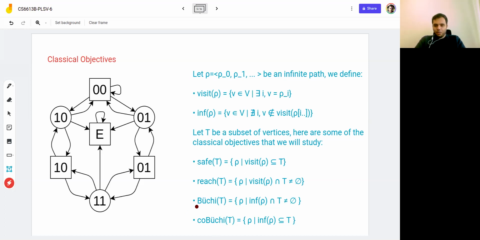So the idea behind Büchi is this. Let's say that I have a target set T, and my goal is to visit T infinitely many times. So I want the set of vertices that are visited infinitely many times to intersect the set T of target states.